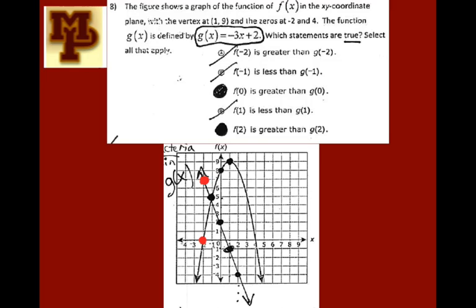The ones that are true is that f of 0 is greater than g of 0. So f of 0, again, is this one. That's the parabola. So when you plug in a 0, you get the 8. And then the g of 0 is right here. So that's a true statement, that f of 0 is greater. And then the other true statement is that f of 2, which is right there, is greater than g of 2, which is way down there. So those two are good.